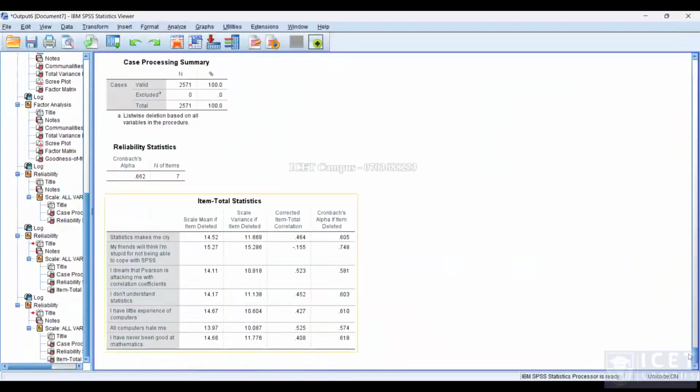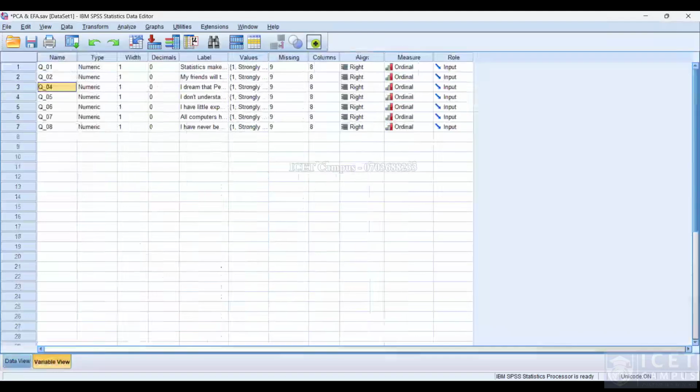Now we can improve this to 0.748. It should be greater than 0.7 or so. Then I can improve this to 0.748. What I have to do now is delete this item. This one, the second question. Clear. Now I deleted that also.